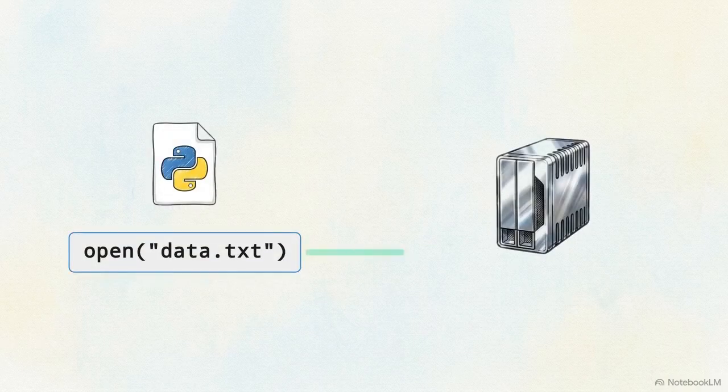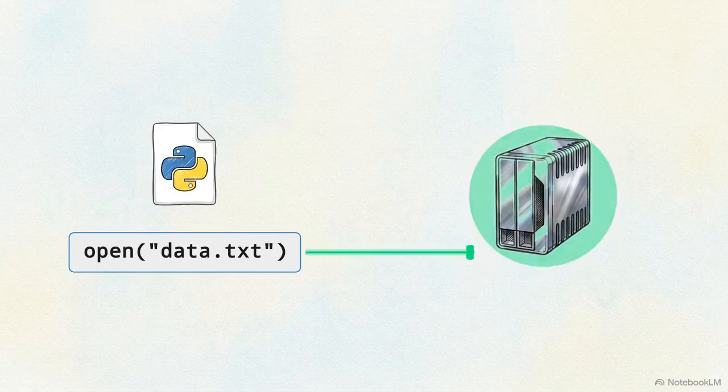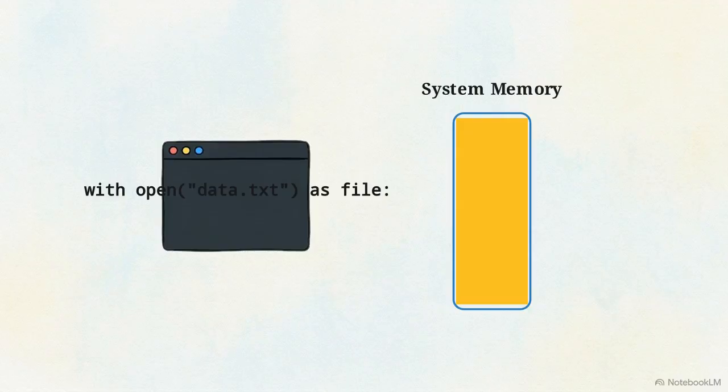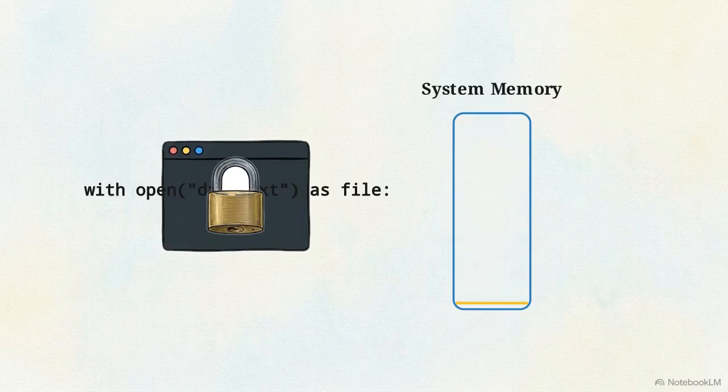This establishes the physical link between your Python code and the permanent storage on your hard drive. We will use the with statement to manage this connection. This ensures that Python automatically closes the file and clears the allocated memory as soon as the code block finishes, even if the program encounters an error.